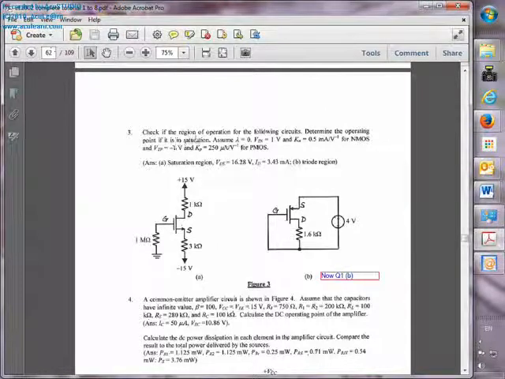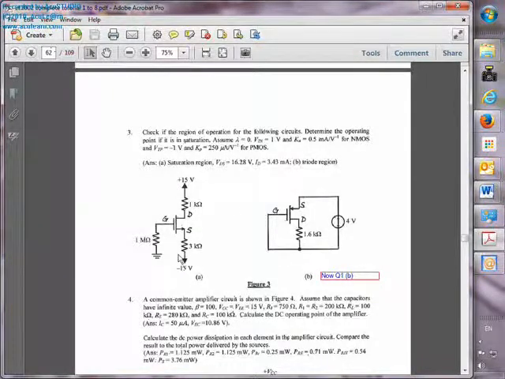Check the region of operation for the following circuits. Determine the operation point if it's in saturation. Assume lambda is 0 and these values are given. Let's look at the first circuit, 3A. Some of the solutions for other questions will be in another video link.